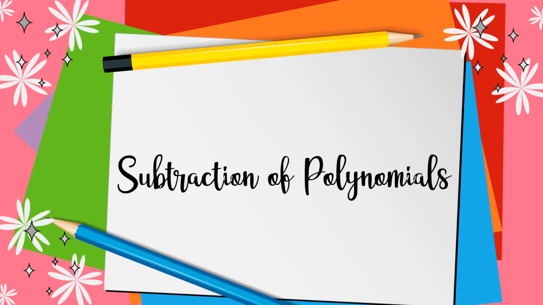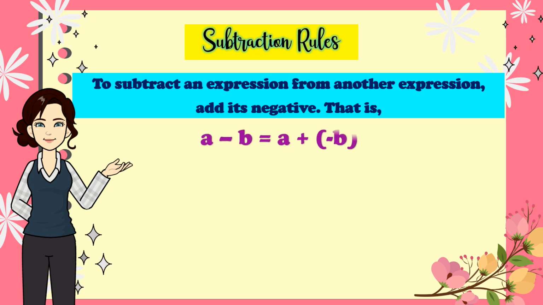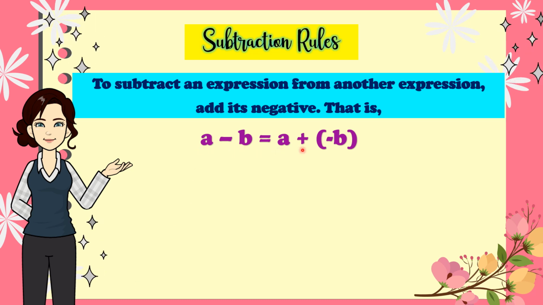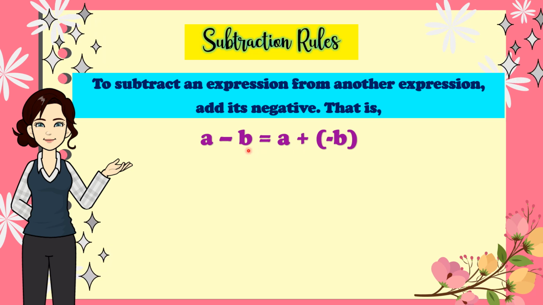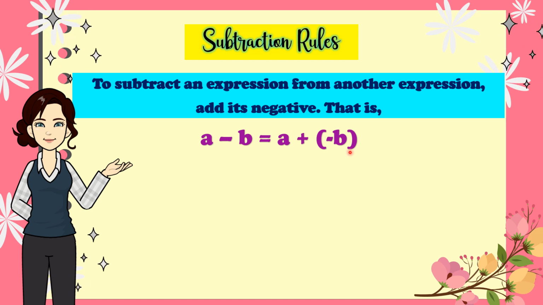Now, tumungo naman tayo sa subtraction of polynomials. Naalala niyo pa ba yung subtraction rules? According to the subtraction rules, to subtract an expression from another expression, add its negative. That is, a minus b is equal to a plus negative b. Nakita niyo na pag nagsasubtract tayo, ang ginagawa natin, change natin yung process at yung subtrahend, kinukuha natin yung negative niya. Or, in short, add the opposite lang yan.